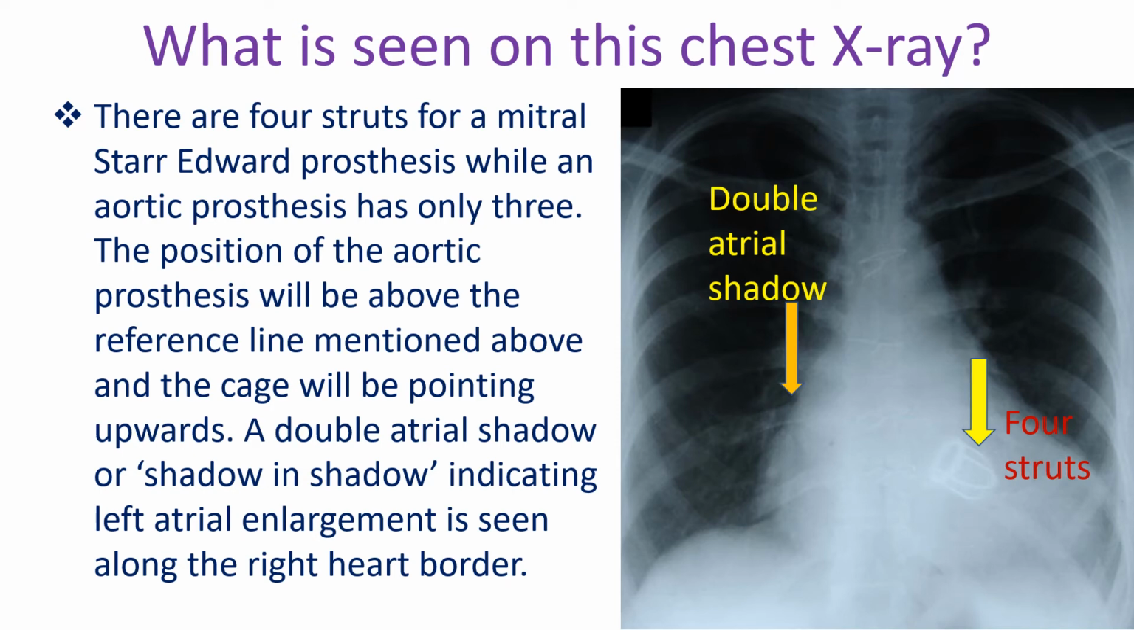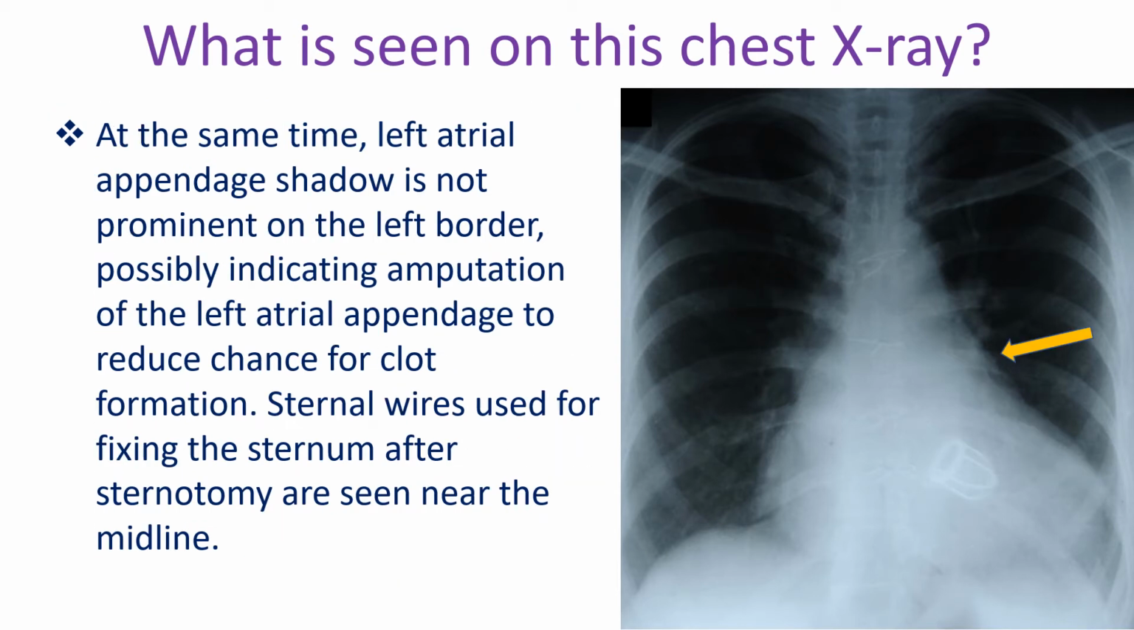upwards. A double atrial shadow or shadow in shadow indicating left atrial enlargement is seen along the right heart border. At the same time, left atrial appendage shadow is not prominent on the left border, possibly indicating amputation of the left atrial appendage to reduce chance for clot formation. Sternal wires used for fixing the sternum after sternotomy are also seen.